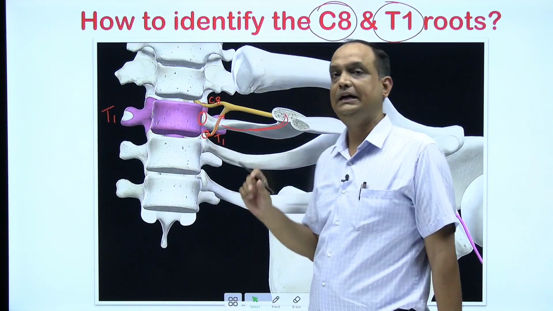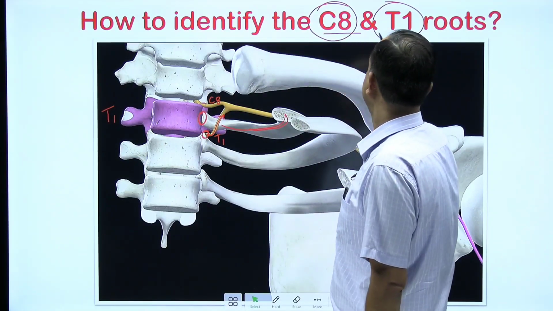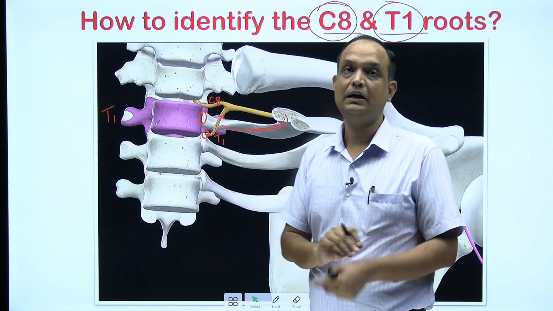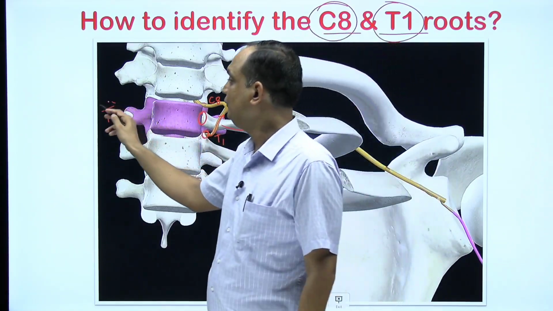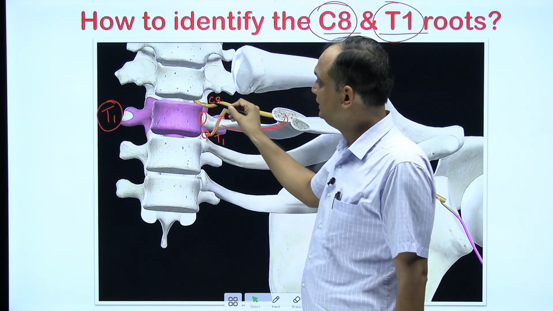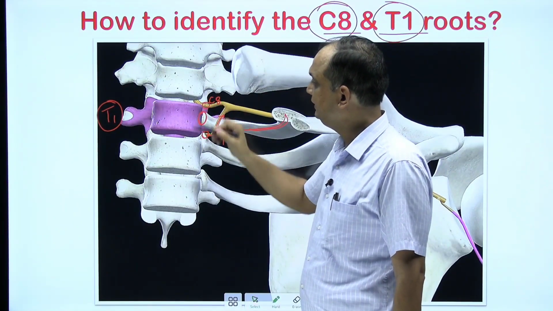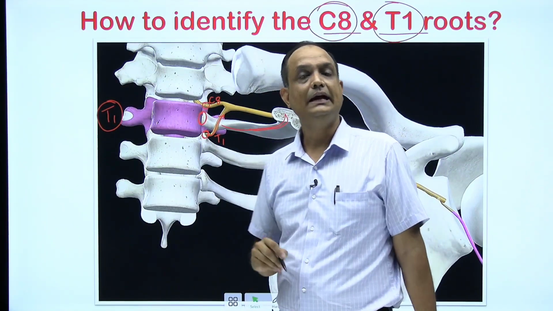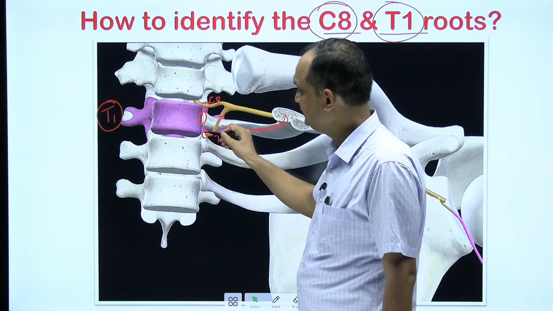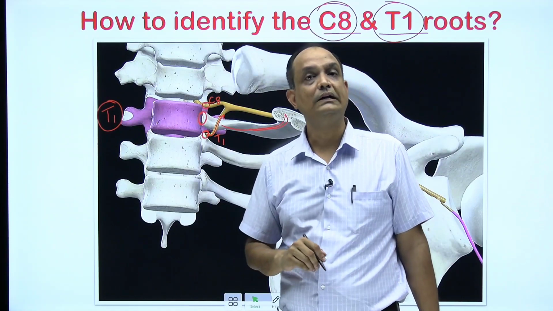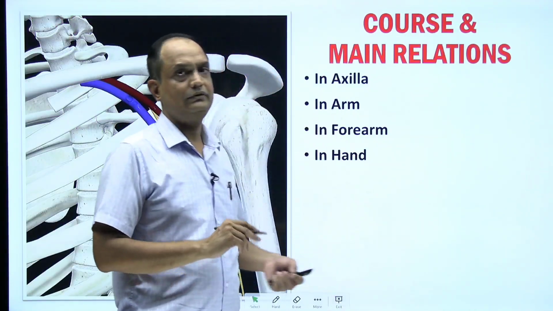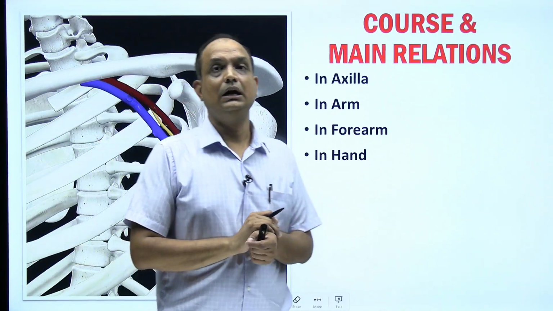So, when you are identifying the C8 and T1 root, you have to locate the thoracic vertebra. And which thoracic vertebra? First thoracic vertebra. Above the first thoracic vertebra, this foramina is giving passage for the 8th cervical nerve, and this foramina is giving passage to the branch of first thoracic nerve. Clear?